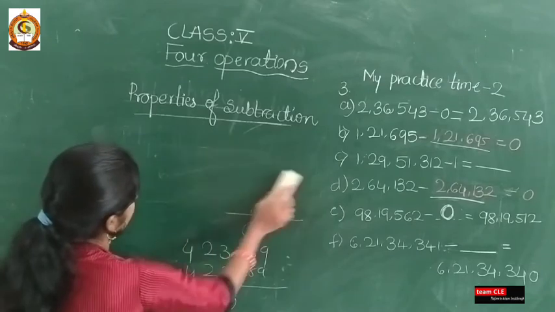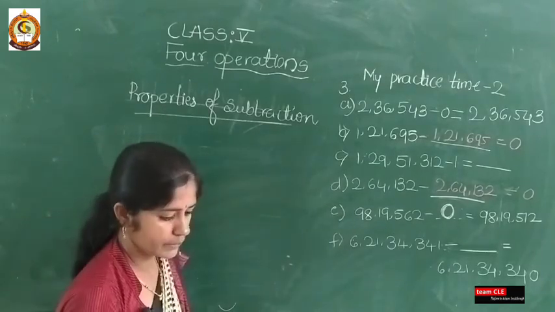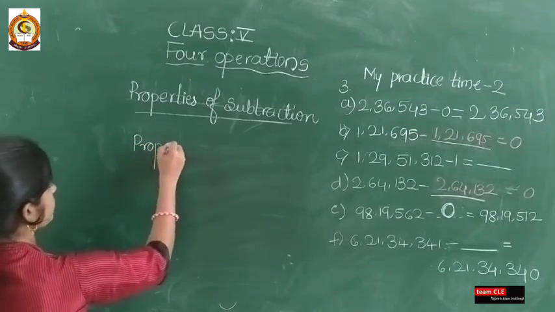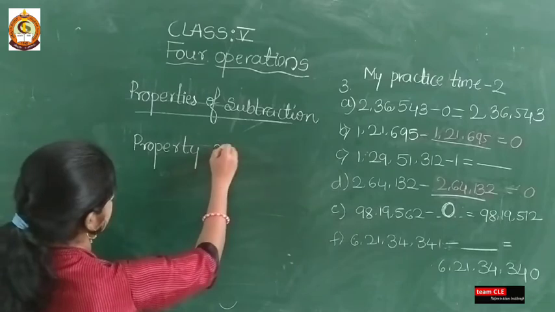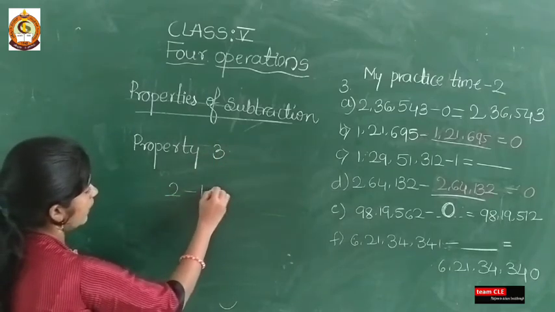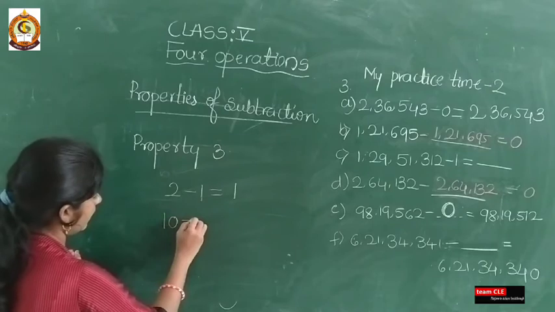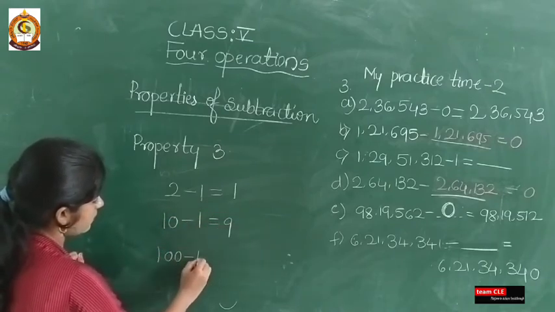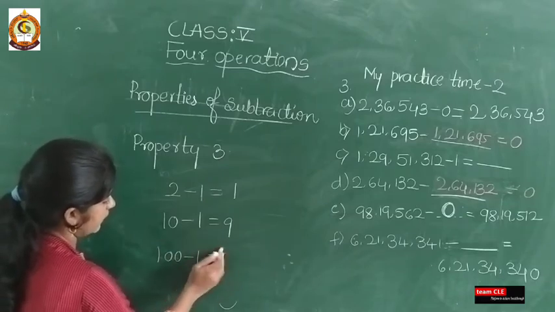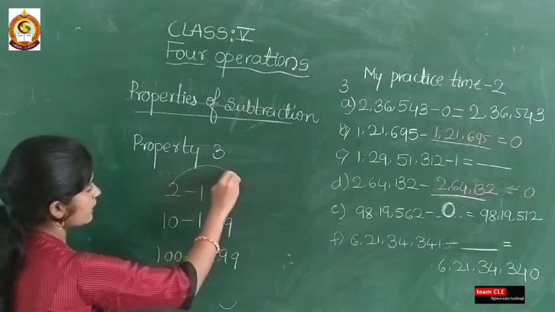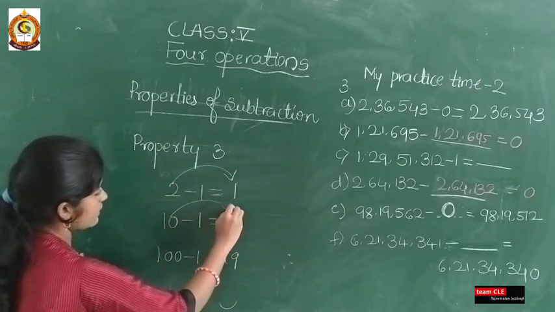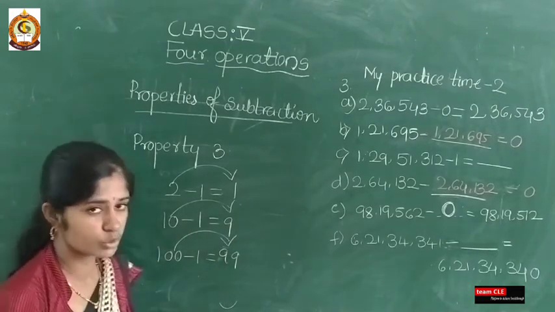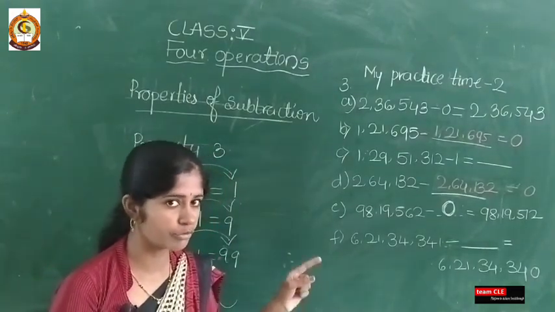So let us take one more property, property 3. See here, 2 minus 1 is 1, 10 minus 1 is 9, and 100 minus 1 is 99. So just see here, for 2 the result I got is 1, for 10 the result I got is 9, for 100 the result I got is 99. Just observe what those are: I got the number before the given number.